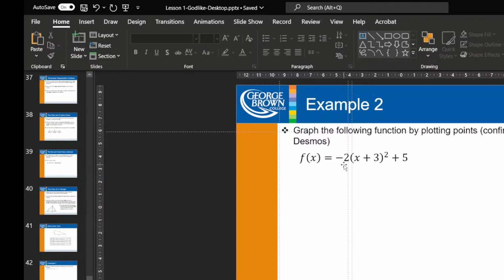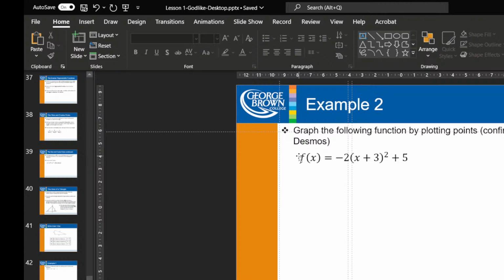So if I plug this equation into Desmos, let's start with 0. When x is 0, y is 5, right? When x is 1, now it gets a little bit more complex. 1 plus 3 is 4. 4 squared is 16, thank you. Minus 2 times 16 is minus 32. Minus 32 plus 5 is minus 27, thank you, right? And that's how it goes.